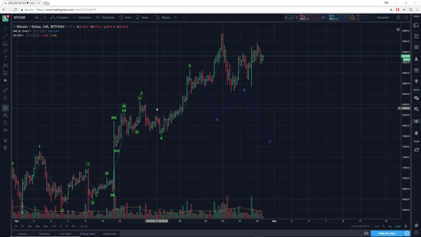Let's have a check-in with Bitcoin, as it's been a little while since the last video. In the last video, I was thinking there may have been a top in place, as labeled here in Wave 5, at 9,069. Now that wasn't the case, and it actually went a little higher, and we went as high as 9,767.